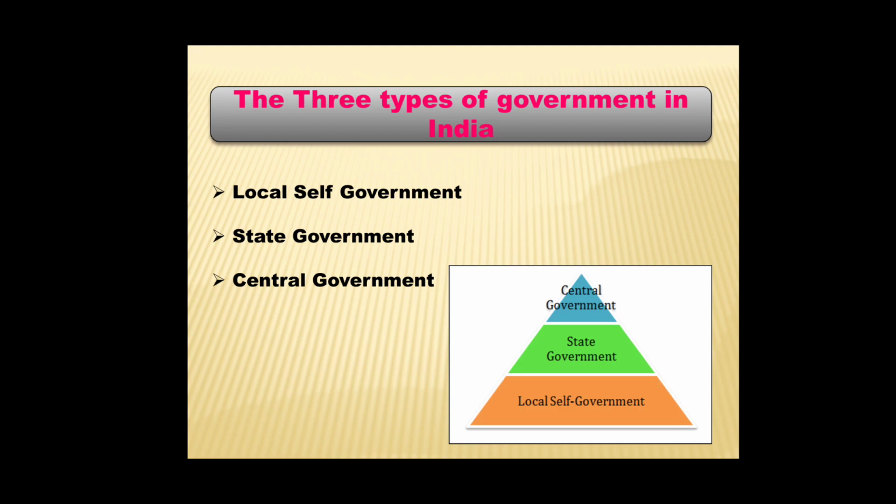first and foremost government that I will approach is the local self-government. If local self-government cannot solve my problem, then I will approach the state government. After that, I will reach the central government. Am I clear?